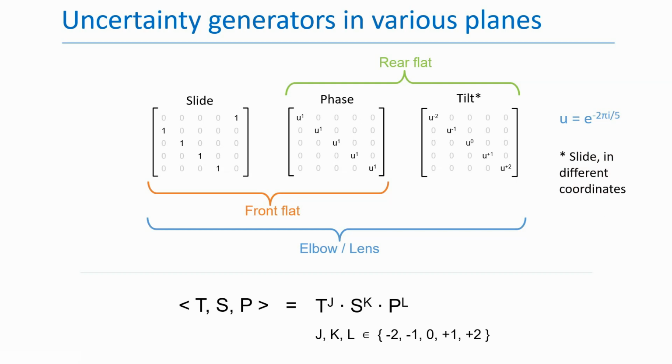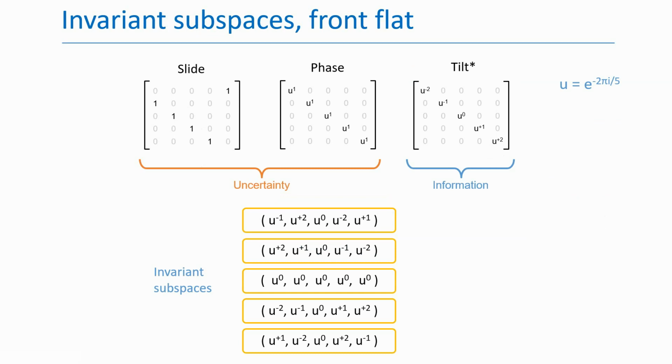Now we'll examine the invariant subspaces in the major planes. At the front flat, the invariant subspaces are angle states. The beam state lies within just one of these subspaces, although it may be any one of the set. All elements of the uncertainty group slide phase keep the angle state invariant within itself, but they never change the angle into another angle.